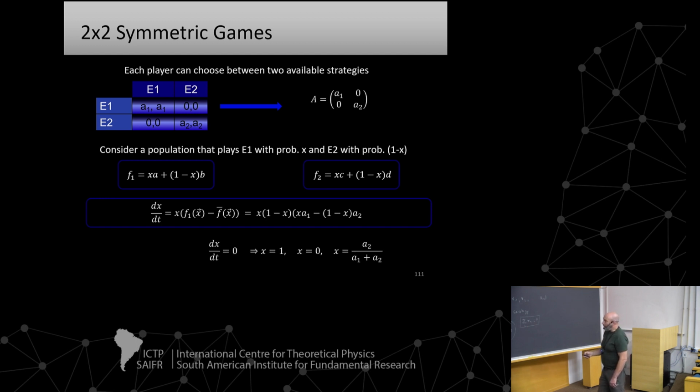And for this game, I can immediately see that there are 3 equilibria. The derivative of x with respect to time is equal to 0 if x is equal to 0, if x is equal to 1, or if this expression here is equal to 0. This expression here is equal to 0 when x is equal to A2 divided by A1 plus A2. So these are the 3 equilibria of the system.